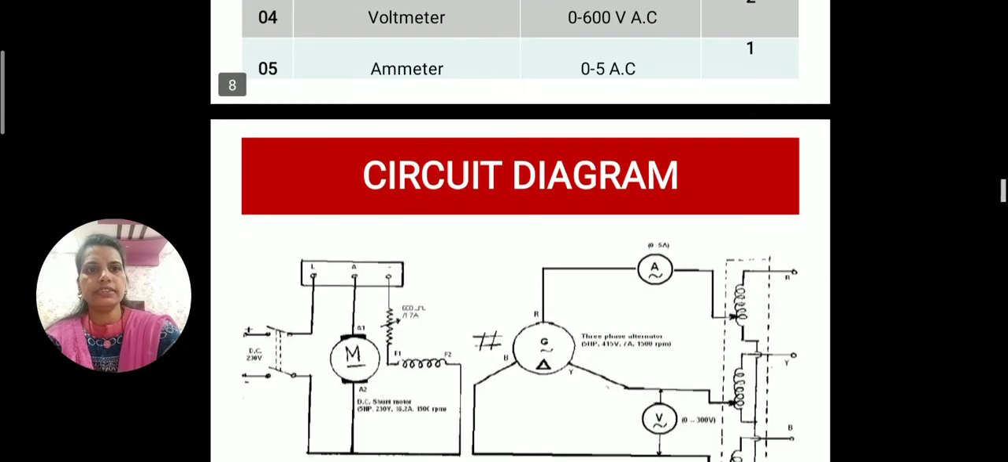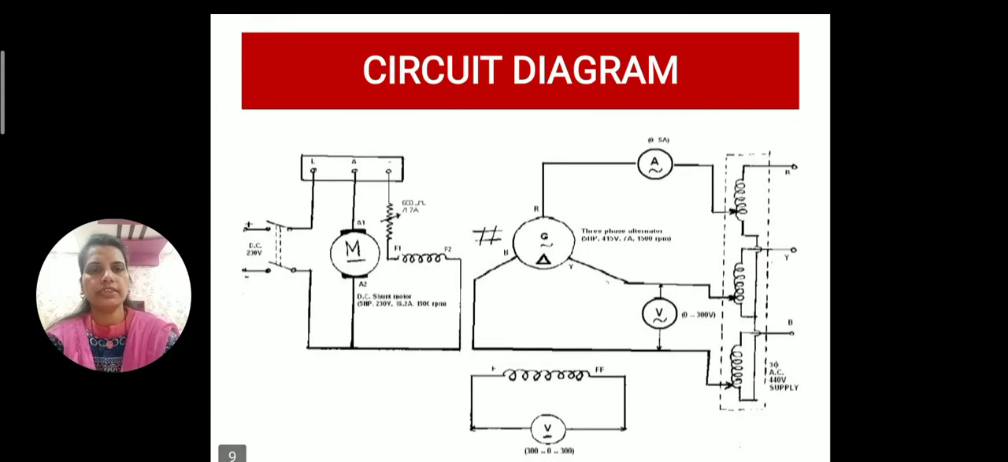After that, this is the circuit diagram. Here we are going to find XD and XQ of a salient pole synchronous machine by using the slip test. So basically, what is the slip test? The slip test is used to determine the direct axis and quadrature axis reactance of a salient pole synchronous machine. By using the slip test we can easily find XD and XQ.